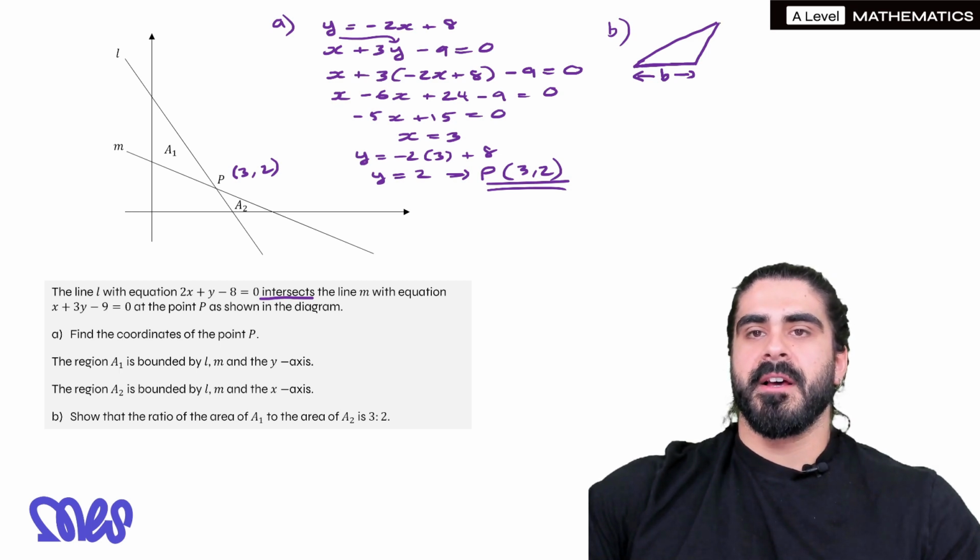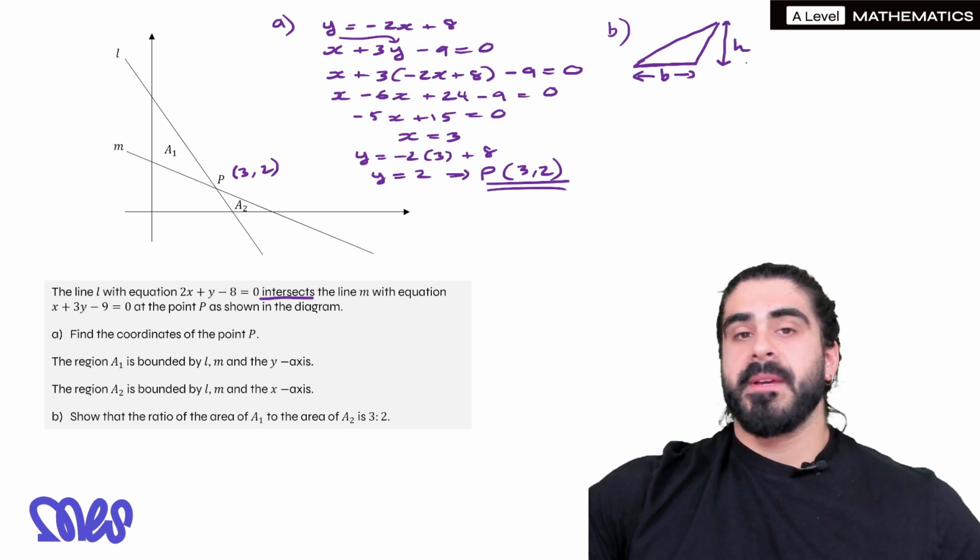Now, what is the perpendicular height? It's from the top of the triangle vertically downwards. Then you just do half base times height.